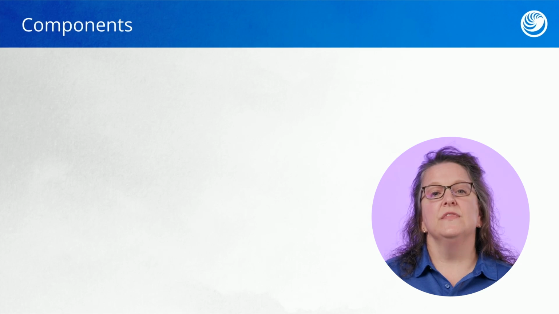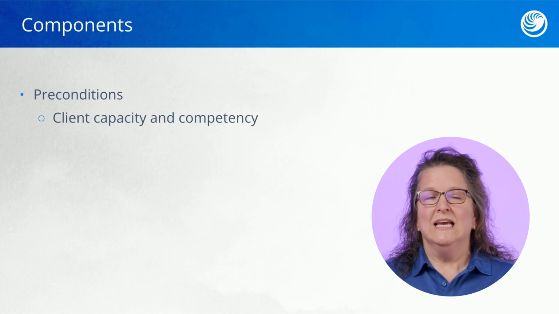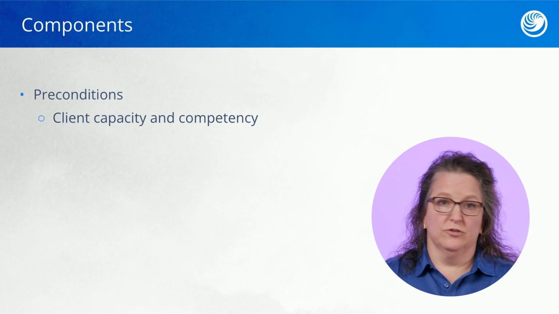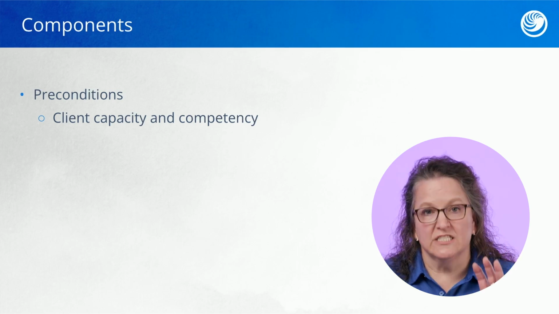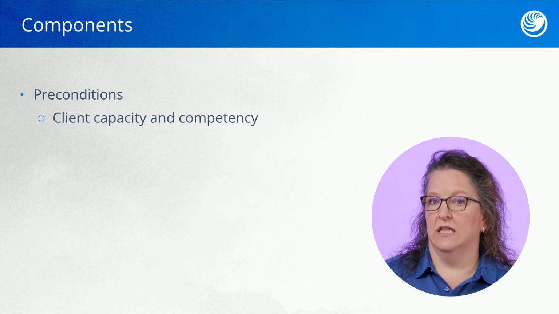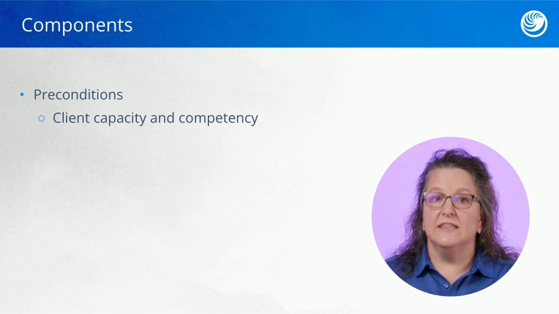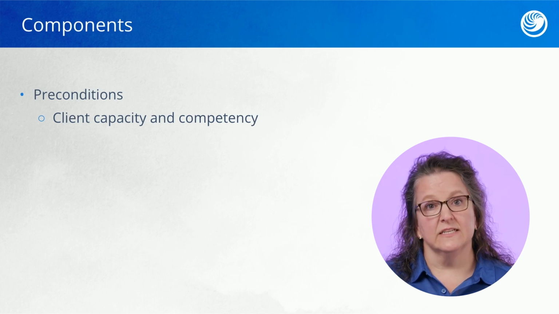Let's talk a little bit about the components of consent. The preconditions, capacity and competency. A lot of people think that these are interchangeable, but they're not. Capacity is the actual decision-making skill of the client. Can this client make a decision? Can they be given information, and do they have the ability to make a decision?